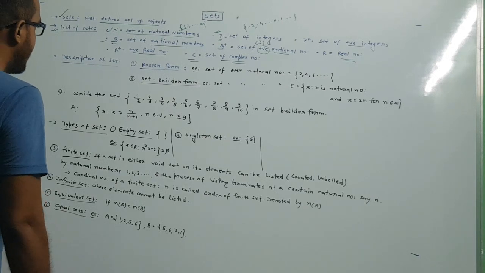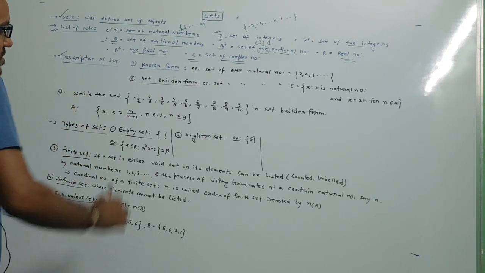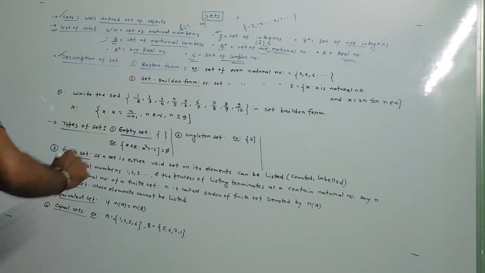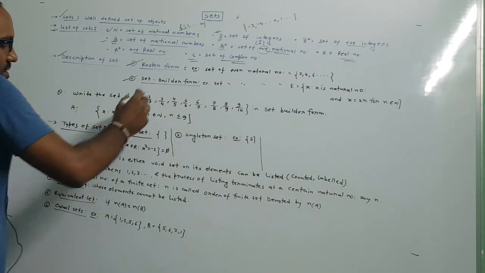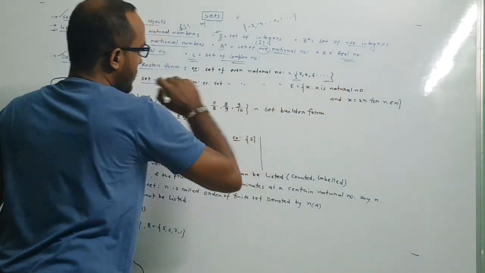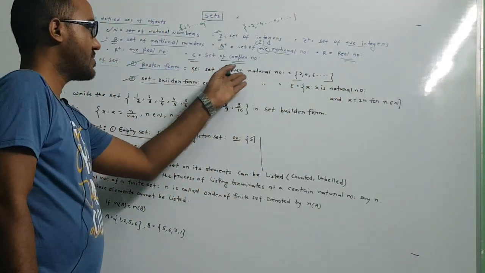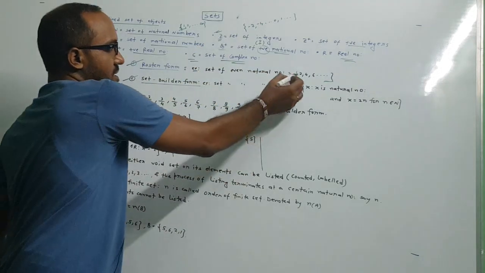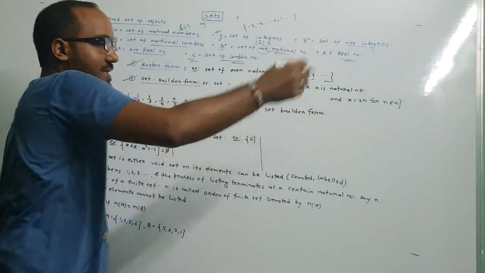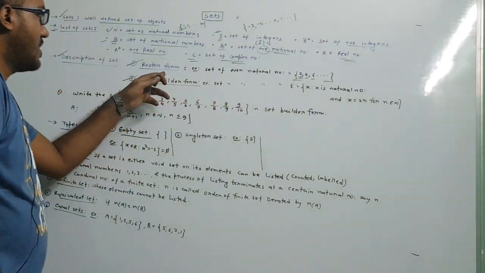Now see, we can represent a set in two manners. One is roster form and another is set builder form. In roster form, in curly braces, we simply mention the data. That is, if we want to mention the set of even natural numbers, only even numbers will come: 2, 4, 6, 8, 10, all those numbers. So this is a representation of roster form.